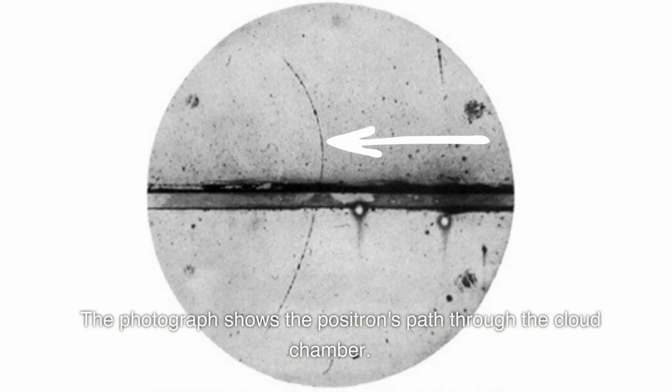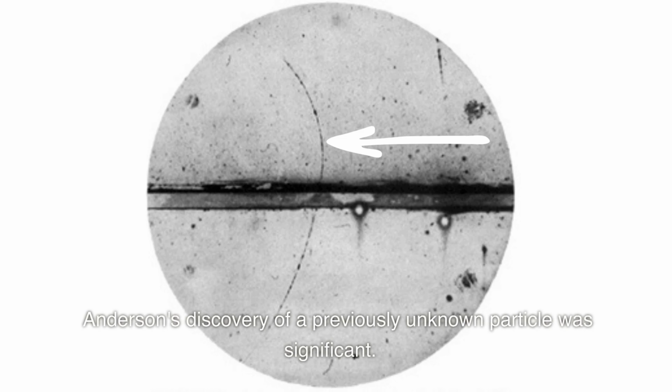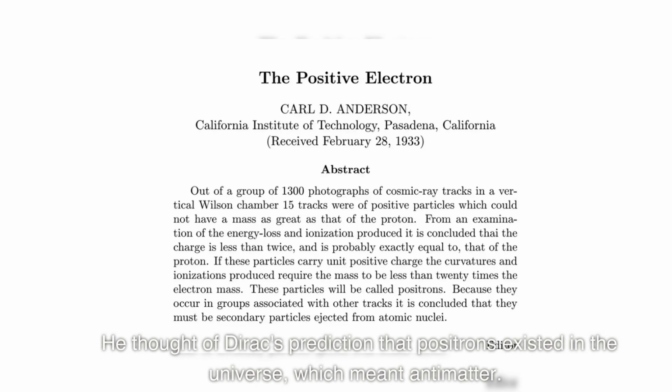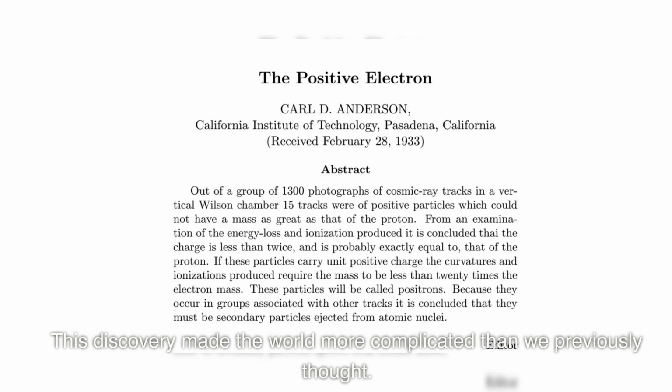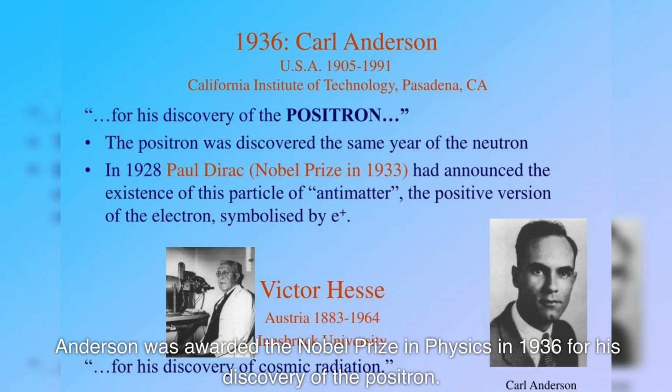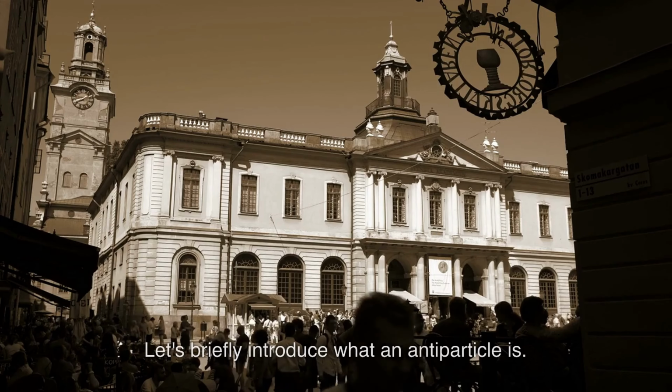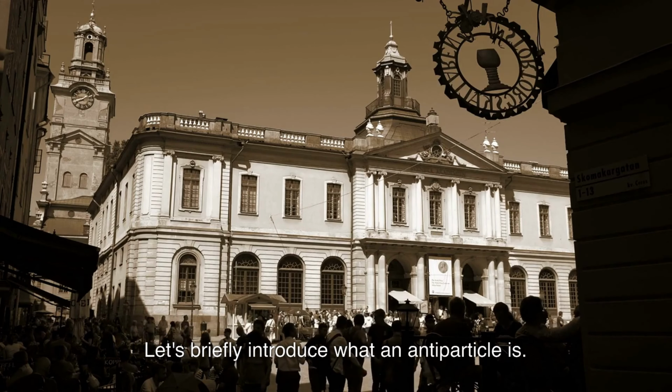The photograph shows the positron's path through the cloud chamber. Anderson's discovery of a previously unknown particle was significant. He thought of Dirac's prediction that positrons existed in the universe, which meant antimatter. This discovery made the world more complicated than we previously thought. Anderson was awarded the Nobel Prize in Physics in 1936 for his discovery of the positron. Let's briefly introduce what an antiparticle is.